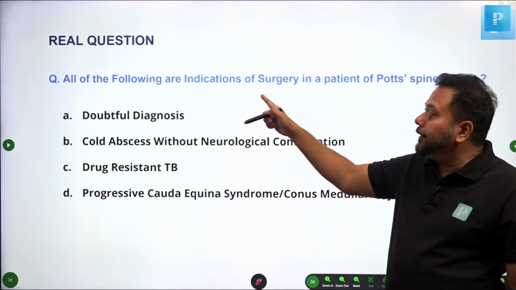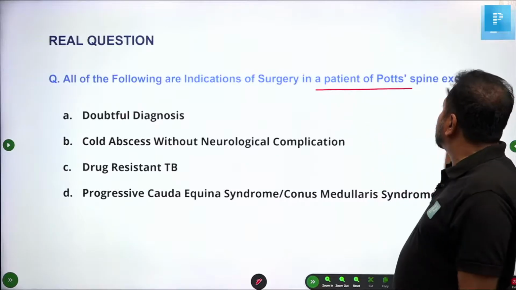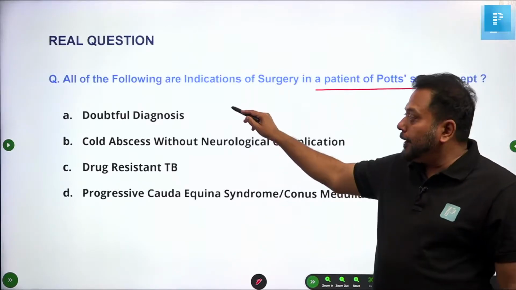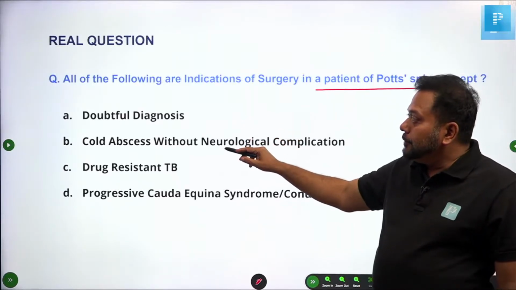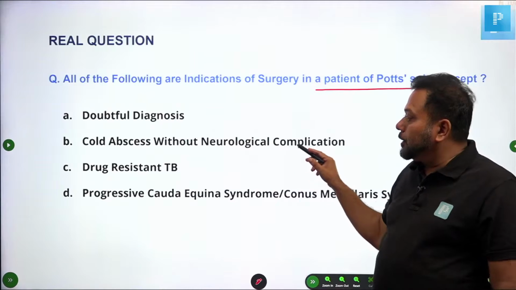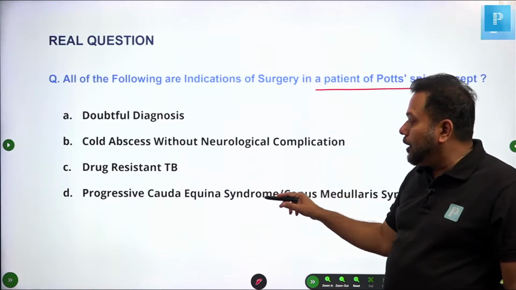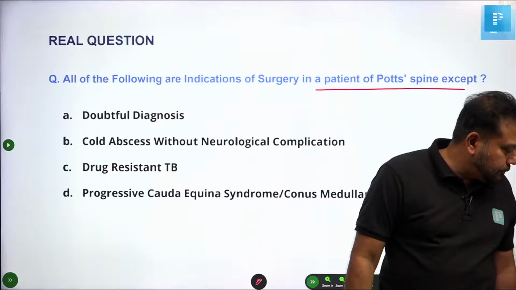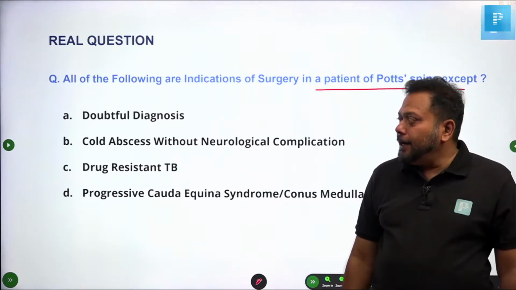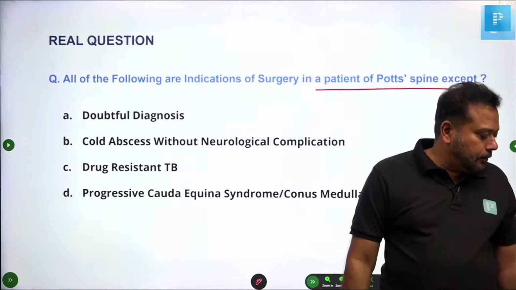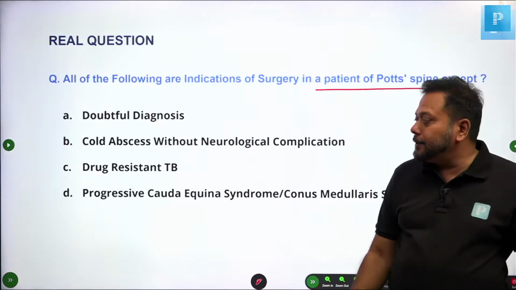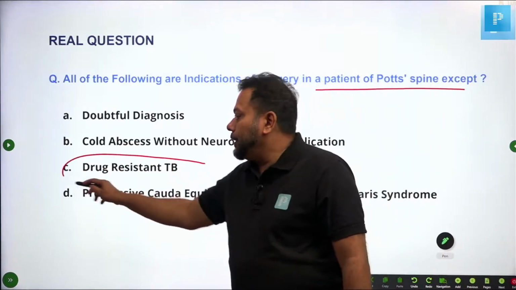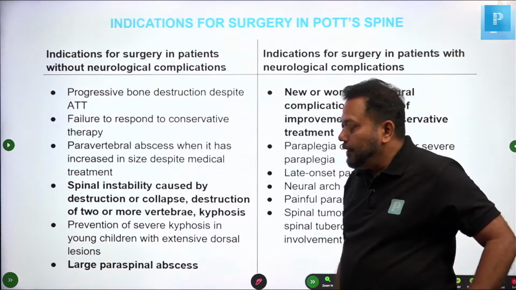All of the following are indications for surgery in a patient of Pott's spine except: doubtful diagnosis, cold abscess without neurological complication, drug resistant, progressive cauda equina syndrome. What is the answer? Yes. Okay. Drug resistant TB. Good. Drug resistant TB. Now you see.